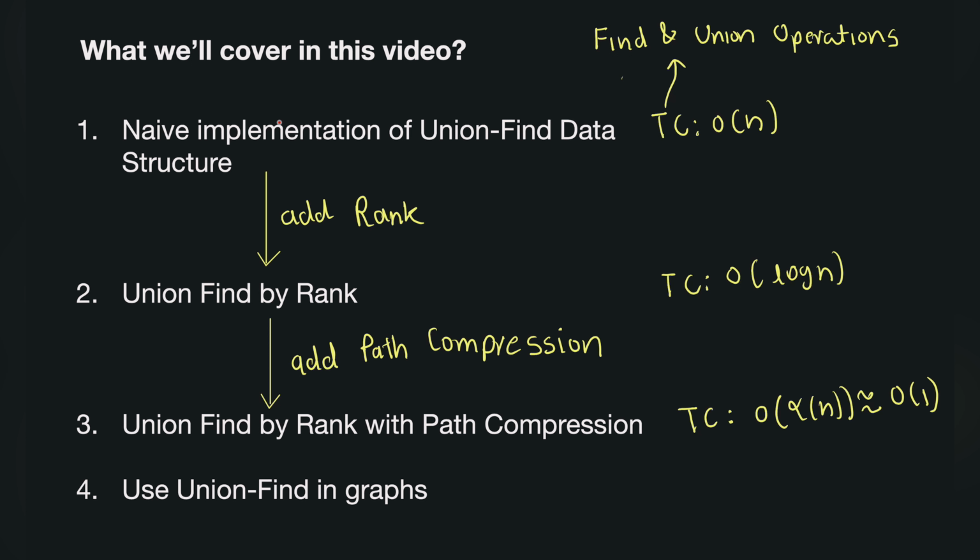So we'll cover following things in this video: the naive implementation of union find data structure that will have time complexity of big O of n for both find and union operations. Then we'll try to optimize this time complexity by adding rank, which will make the time complexity big O of log n. And then we'll try to optimize it even further by adding path compression, which will make the time complexity of find and union operations close to big O of 1, that is constant time. And in the end, we'll discuss about how to use union find in graphs.